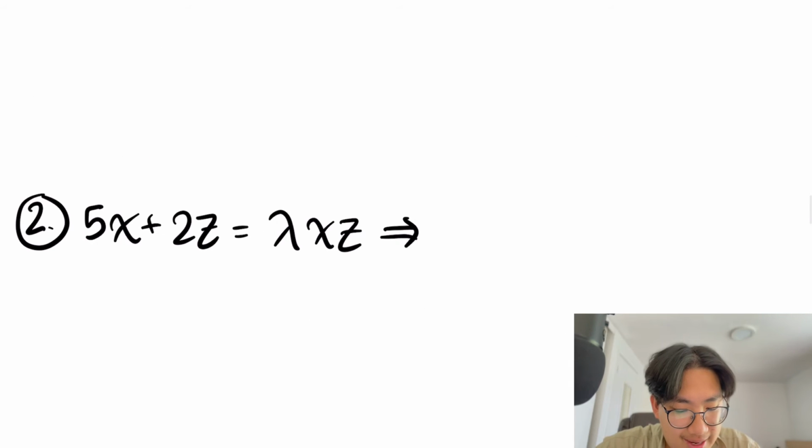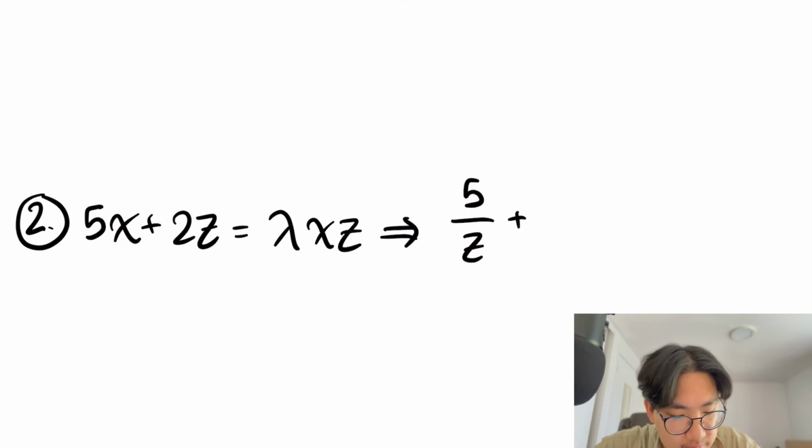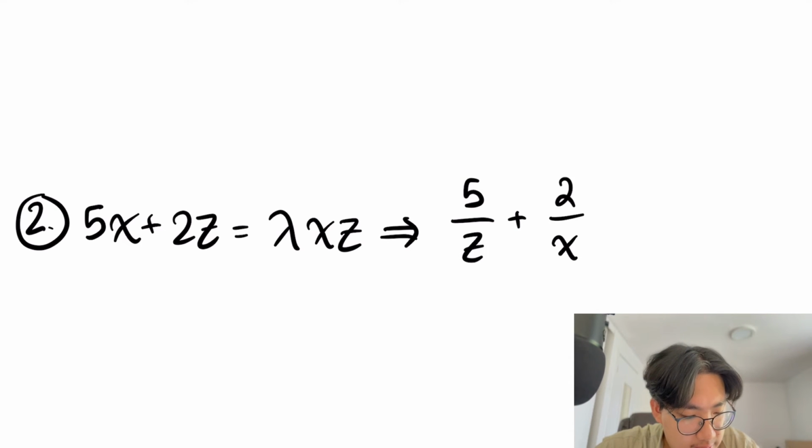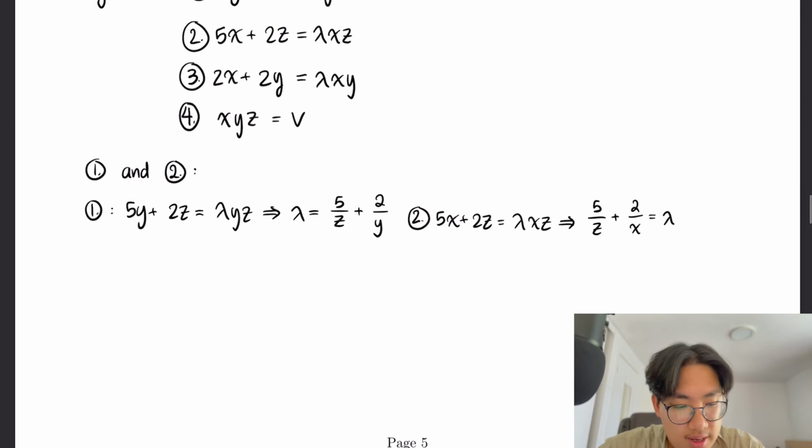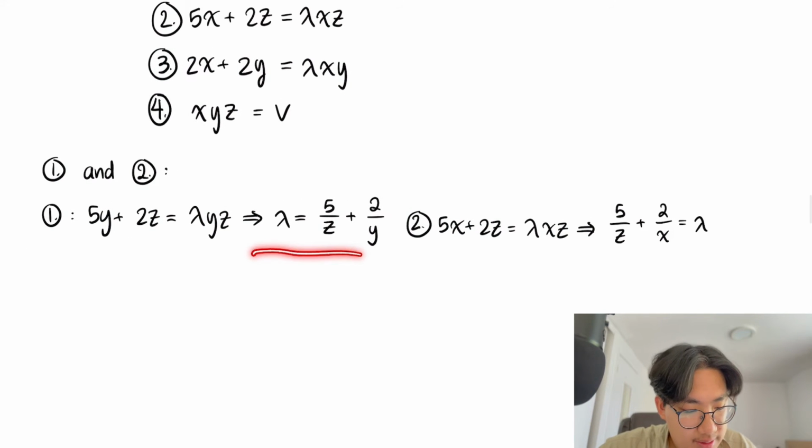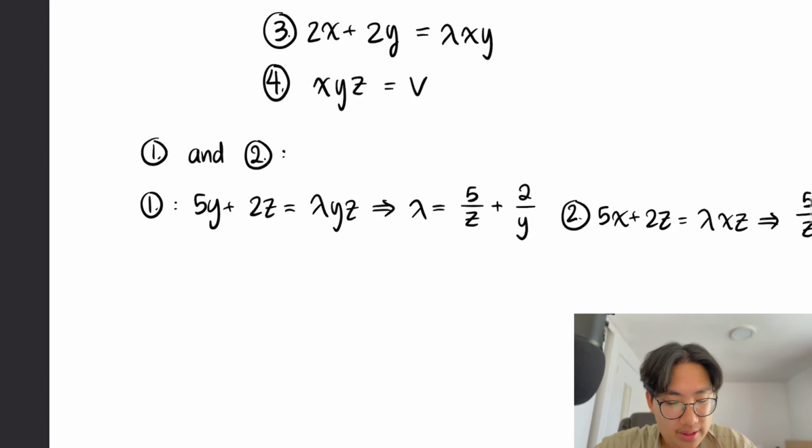Dividing both sides by xz then gives you 5 over z plus 2 over x. This is equal to lambda, or lambda is equal to that, same idea. From here, we see that we have lambda written as these expressions, so we can then equate them.